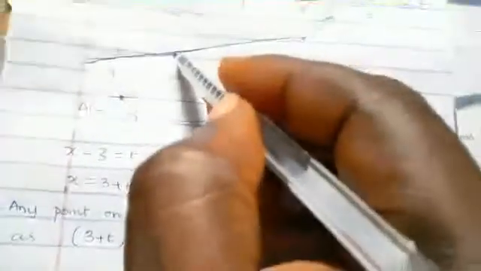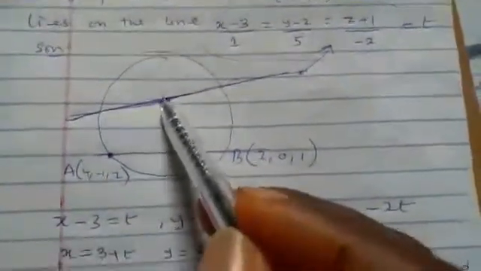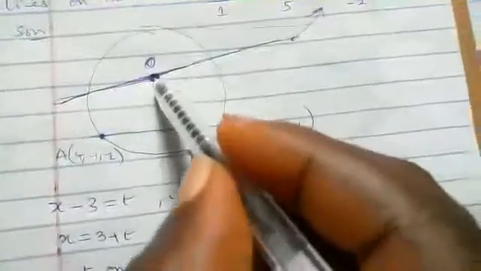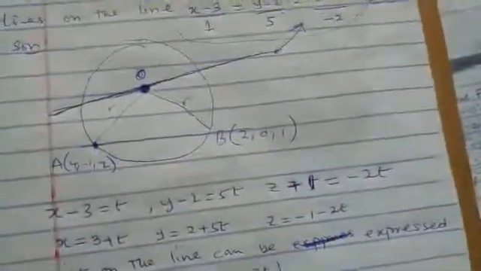So any point on this line can be expressed as this. Now, in that case, this center is also a point on the line we are talking about. So we can express this center as this point. Let me call this center O. And by definition of radius, we know that these are the radii of the sphere, which must always be equal.